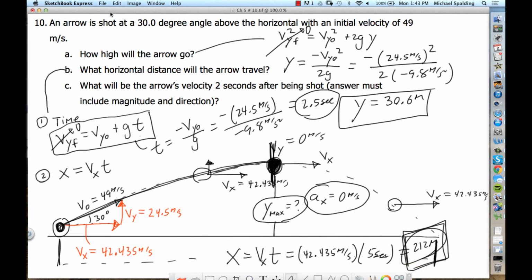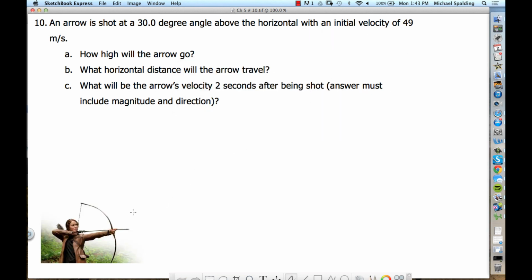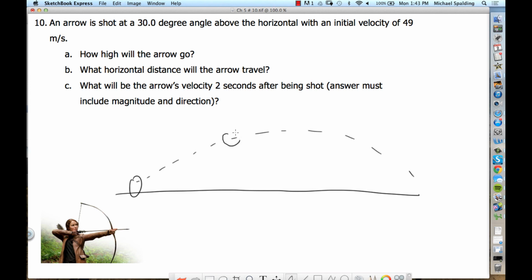Okay, last question. What will be the arrow's velocity 2 seconds after being shot? Okay, so we got to go back here. It started right here, went up, up, up, up, up, up. Now look, where's 2 seconds going to be? On the way up or the way down? On the way up. So let's say that right here is 2 seconds. This represents t equals 2 seconds. At t equals 2 seconds, it's moving like that, right? It's kind of going that way. This is what we're looking for right here.